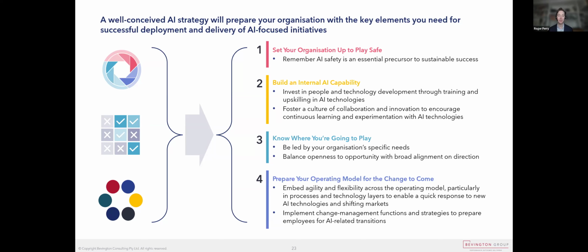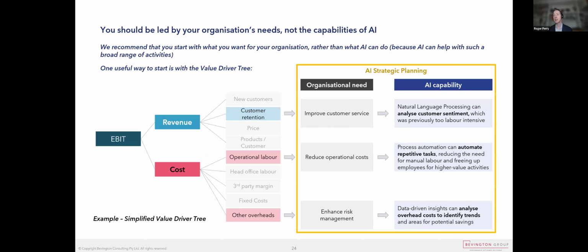So these 4 elements, and bear in mind that there's certainly a degree of parallelism in these 4 elements. Now, when considering your organization's need, I'm just going to do a call out on this. It is important to think about your value driver tree.